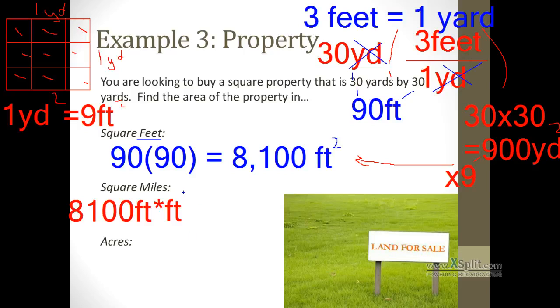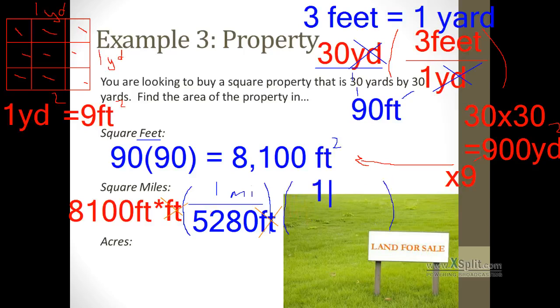If I want to convert this to miles now, I'm going to have to divide twice. I want to get rid of one of these feet. So I know 5,280 feet fits in 1 mile. That's going to cancel out one of my sets of feet. I'm also going to need to multiply this exact same thing again: 1 mile divided by 5,280 feet. That's going to cancel out the second set of feet.